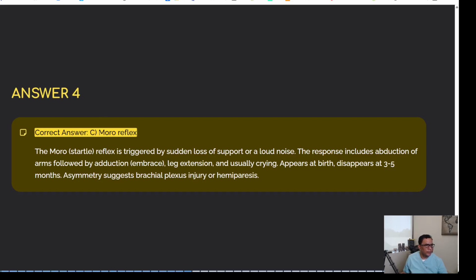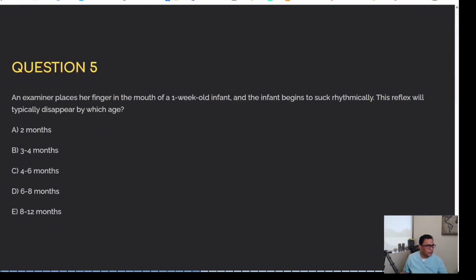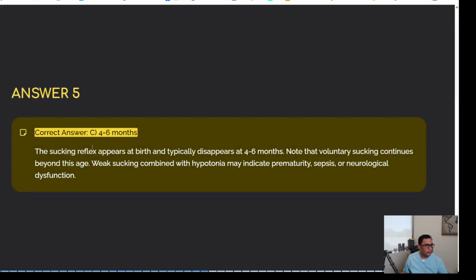An examiner places her finger in the mouth of a 1-week-old and the infant begins to suck rhythmically. This reflex will typically disappear by which age? I think about this, 3 to 4 months maybe, or 4 to 6 months. The sucking reflex appears at birth and typically disappears at 4 to 6 months.